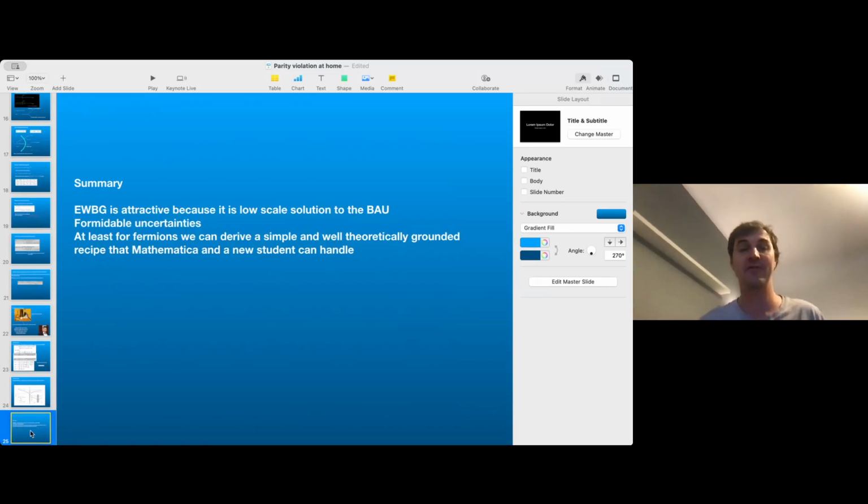So electroweak baryogenesis is attractive. It's a low-scale solution to the baryon asymmetry of the universe, that mystery. There are formidable uncertainties, but at least for fermions, we can derive a simple and theoretically well-grounded recipe that a new student can handle mathematically and you can plug into your favorite model. So going forward, you want to include all your thermal widths and all these thermal collision effects. And we also want to look at scalar sources.